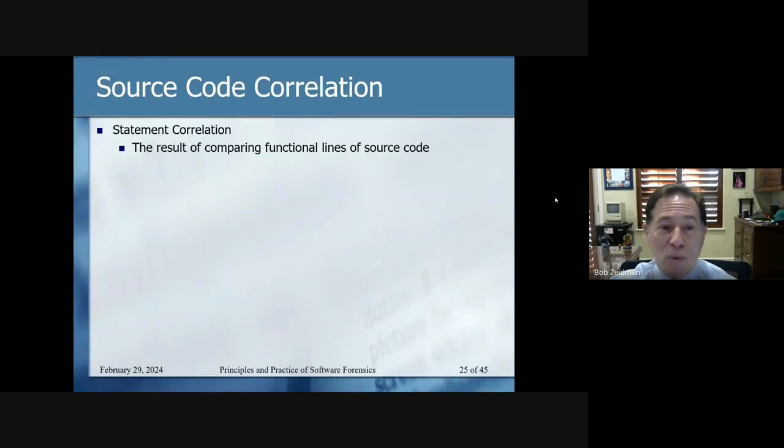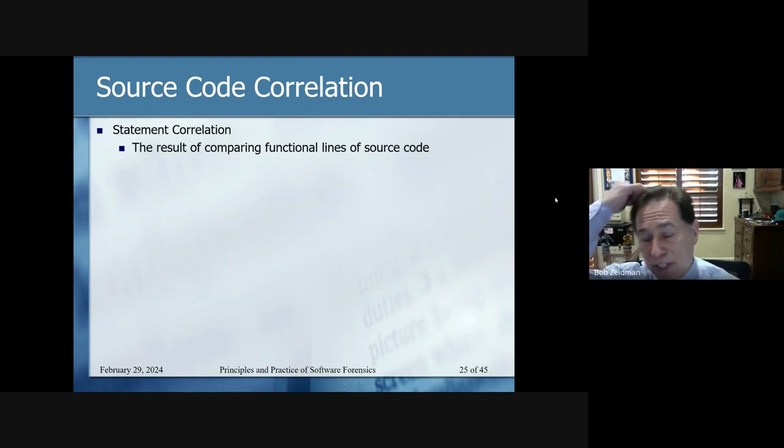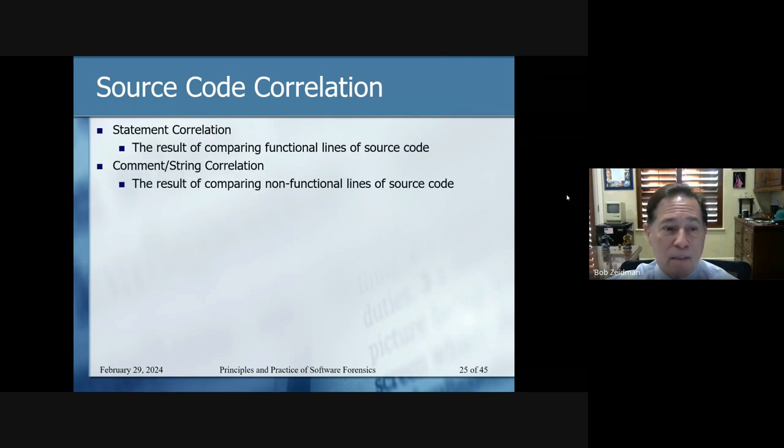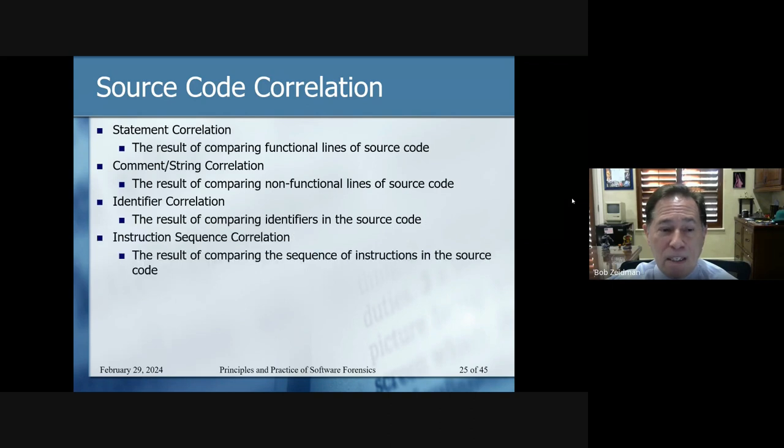What I found is that instead of considering source code to be like a block of text, it needs to be divided into its various elements: the statements, comments and strings, which, because they're both non-functional, I lumped together, identifiers, and then instruction sequence correlation. This was another new thing that had never been done before.